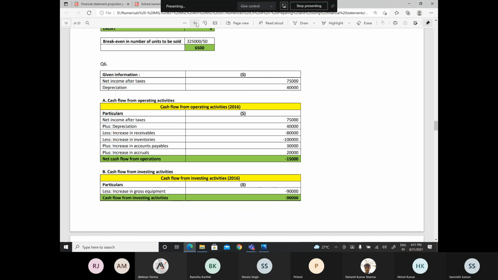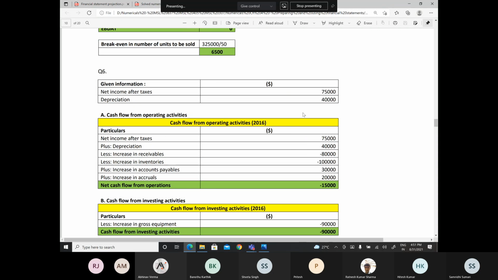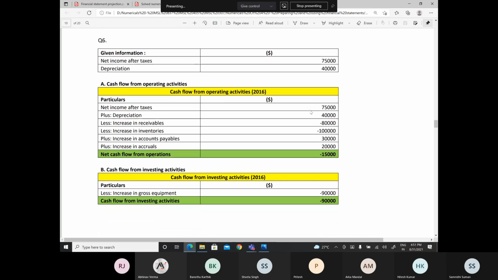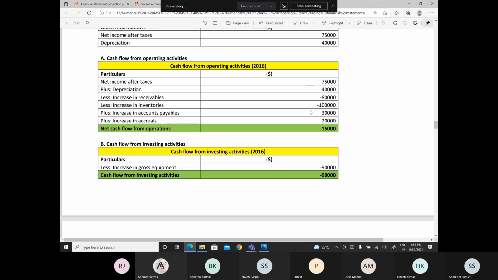Net income after taxes is 75,000 and the depreciation is 40,000. So let us start first with the cash flow from operating activities. Now in cash flow from operating activities, we always start first with the net profit, which is 75,000. Plus we add back depreciation because that is not a cash outflow.